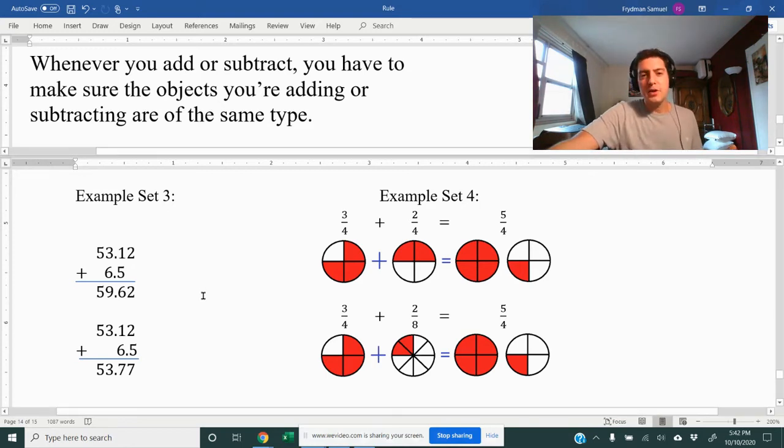So in elementary school, your teacher told you to always line up the decimal when you're doing addition or subtraction, right?